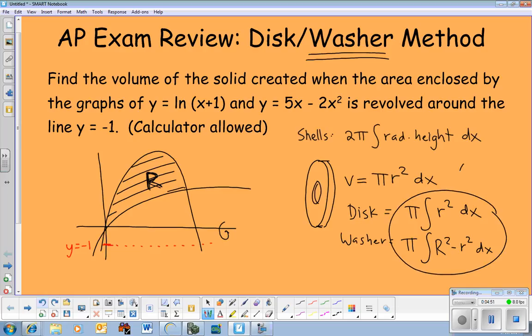A very common mistake, by the way, is to use this instead of this. All right, we don't want that. You need to square them both separately. That has to do with our order of operations.